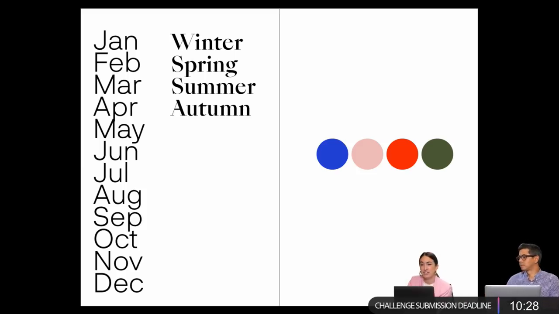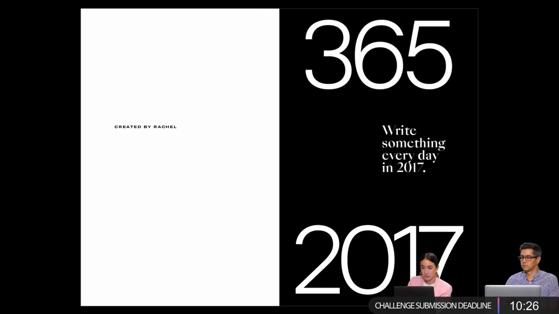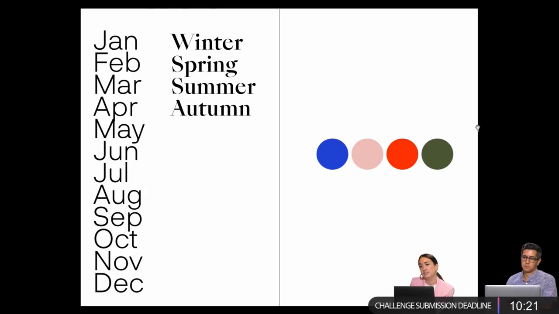Exactly, yeah. So we're limiting ourselves to three typefaces, which are represented on this spread. And then also the introduction of these four colors to highlight the change of seasons throughout the year. So this breaks down the chapters, if you will.